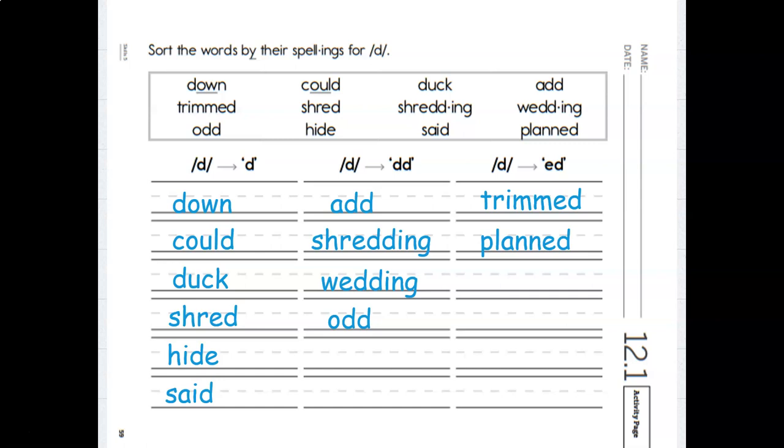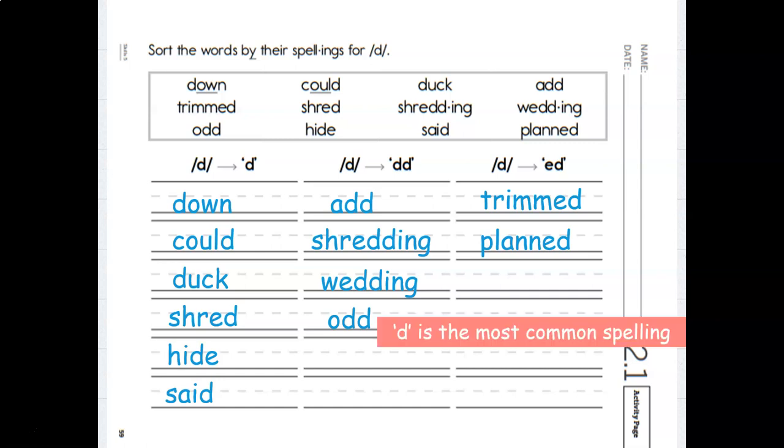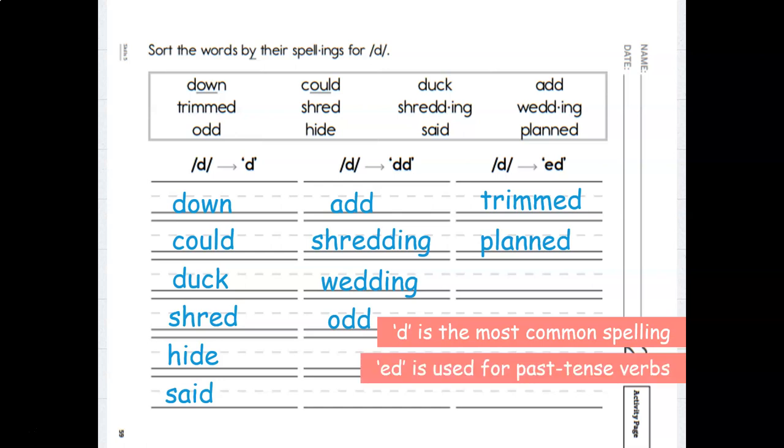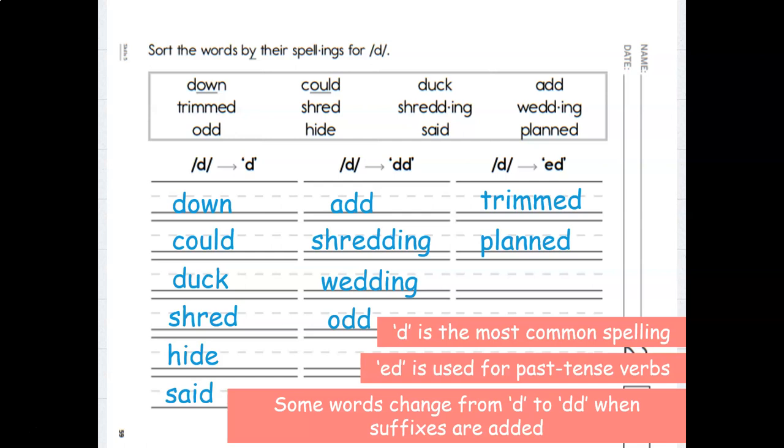Now let's look at some patterns that we can notice based on how the words were sorted. D is the most common spelling for the D sound. ED is used for past tense verbs. Some words change from D to DD when suffixes are added.